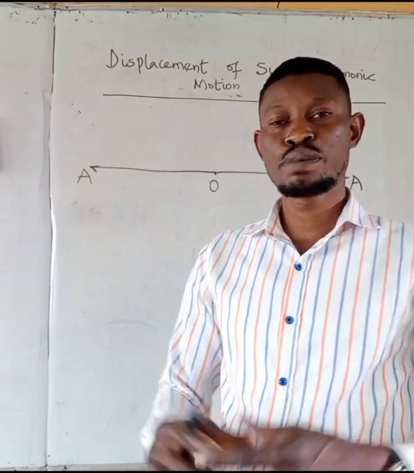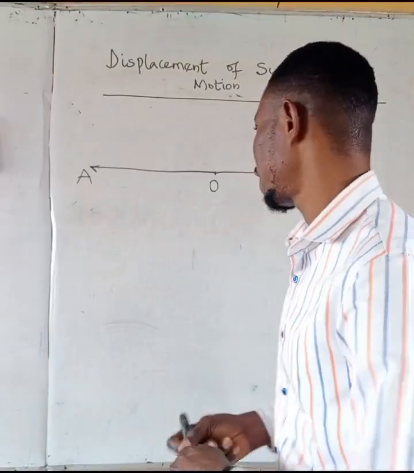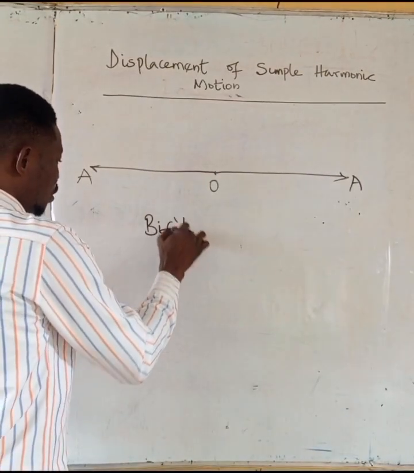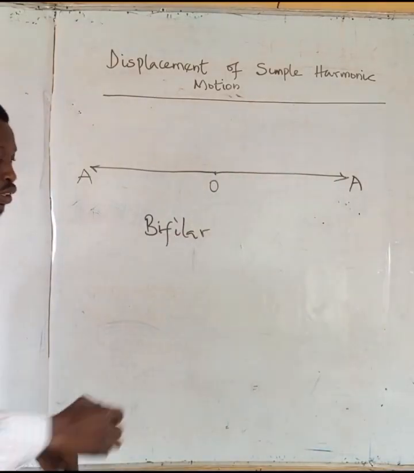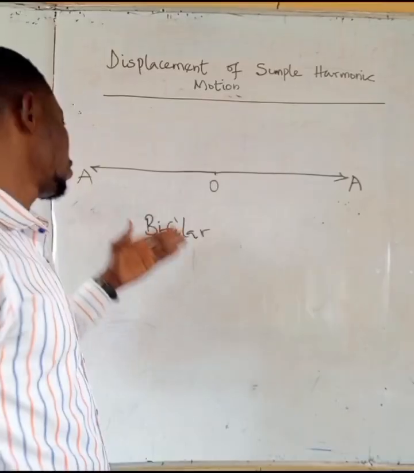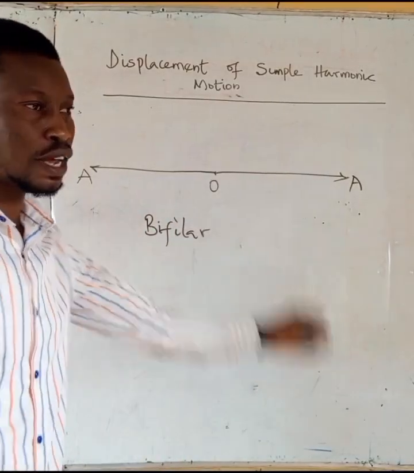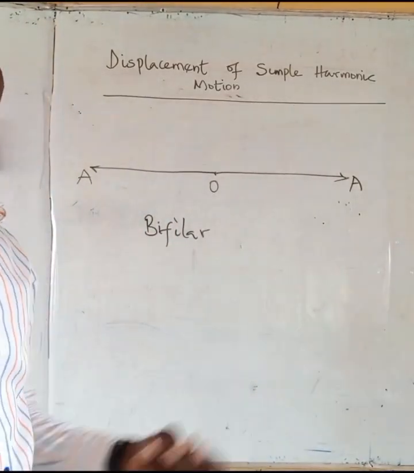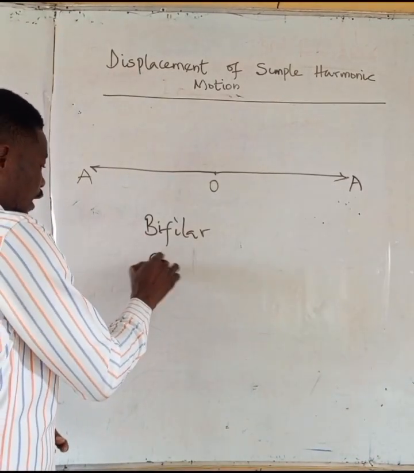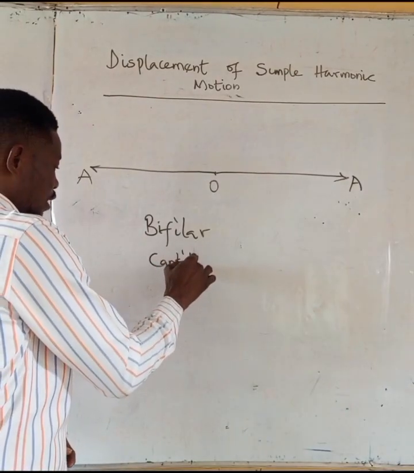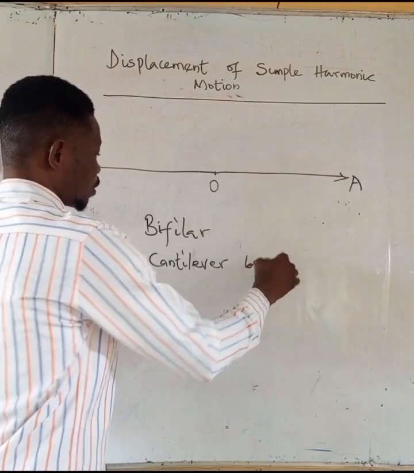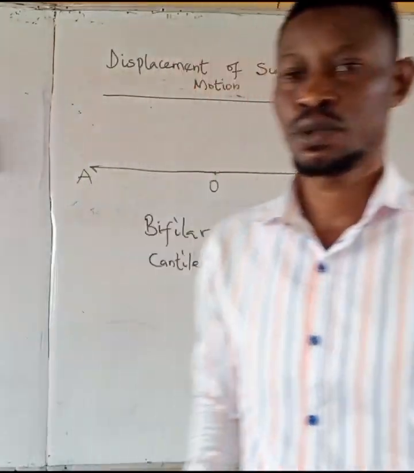We also have the bifilar suspension. Bifilar is spelled like this. We have bifilar suspension. Sometime I'm going to do a video that will help us to explain the bifilar pendulum and how to obtain its period. We also have a cantilever beam. All these are examples of simple harmonic motion.